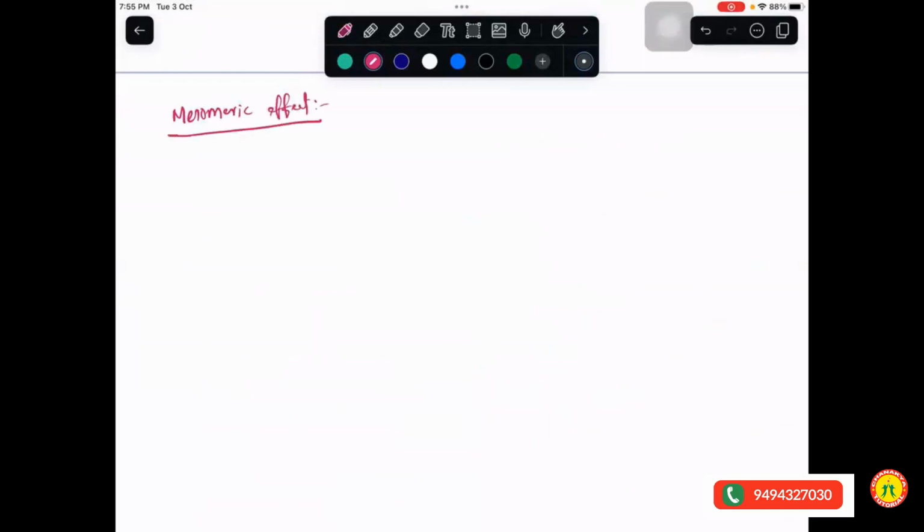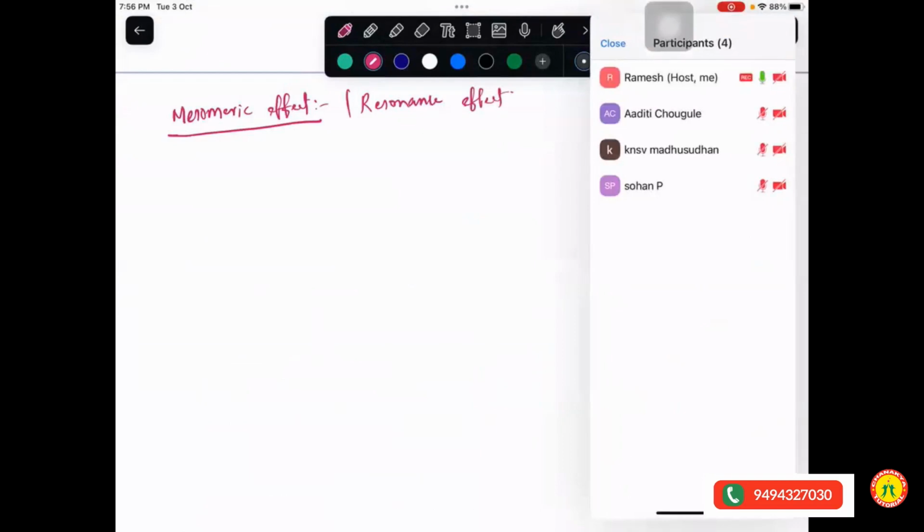Okay. This is also called the resonance effect. What is the meaning of resonance? Anybody? Resonance, one more term is there in physics. Tell me.